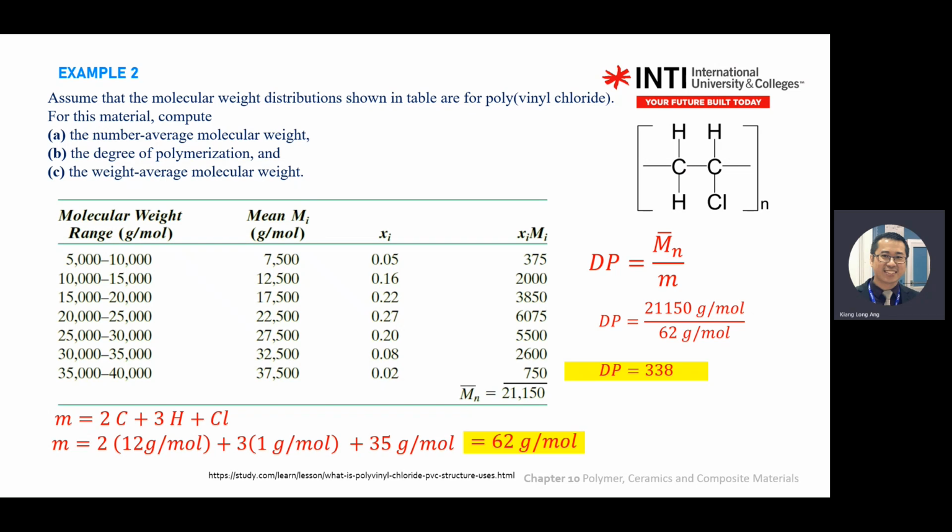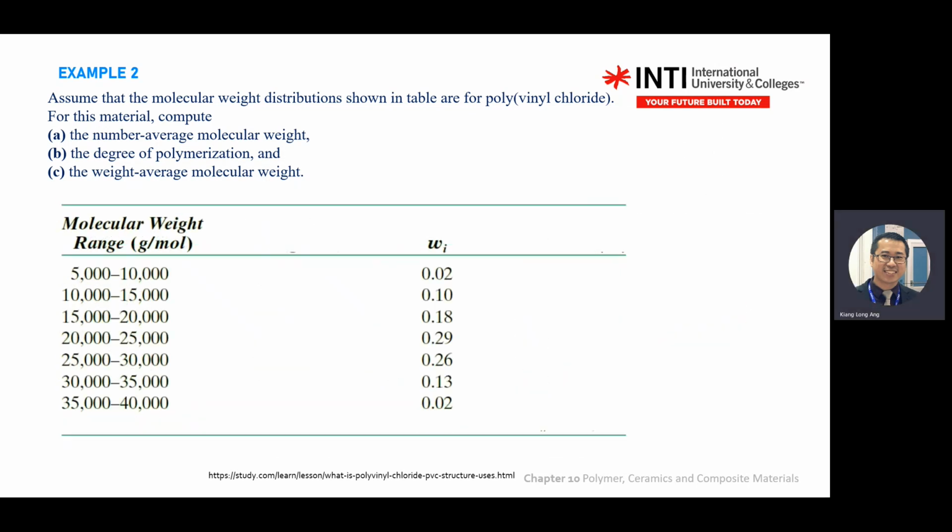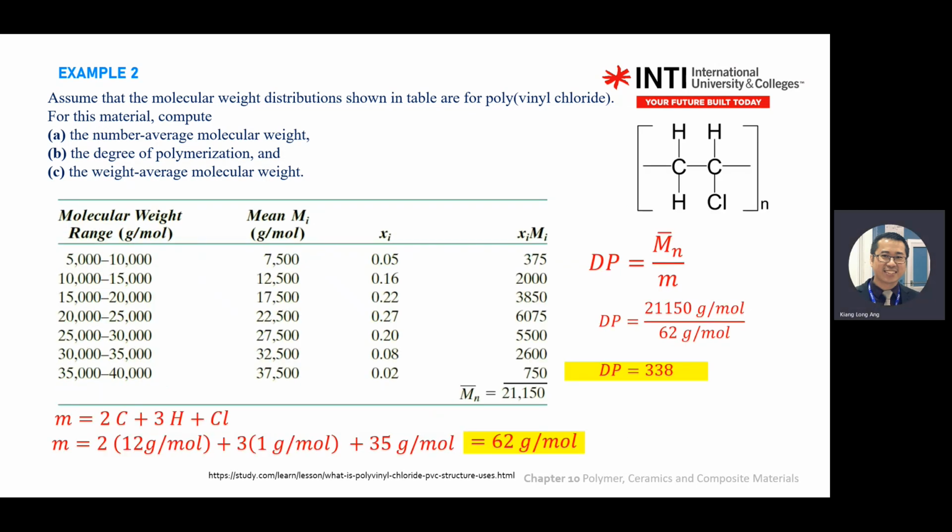Even though, let's say you get 338.78, you still use 338, because that 0.78 is not a complete polymer, so we don't count. Right, so take note of that. Even if you get more than 0.5, you still round down.